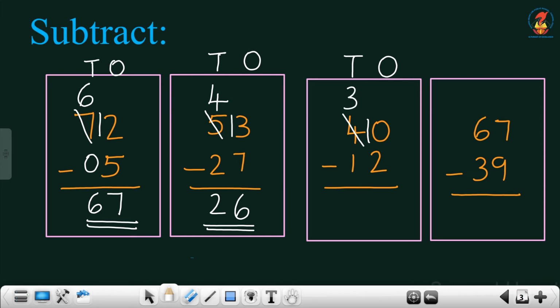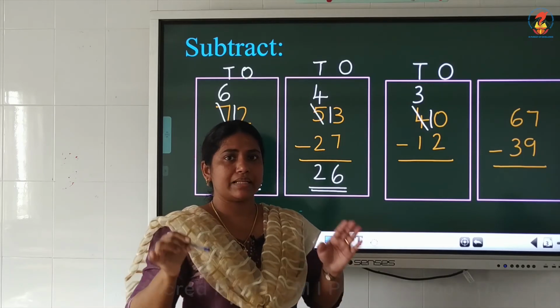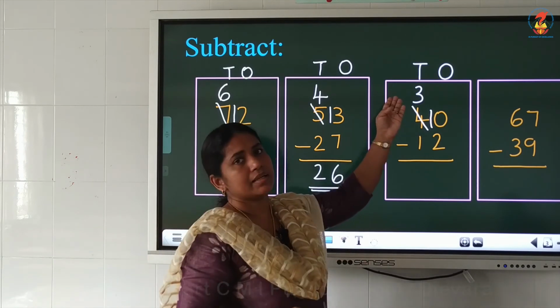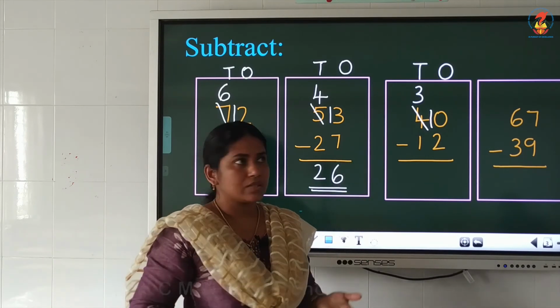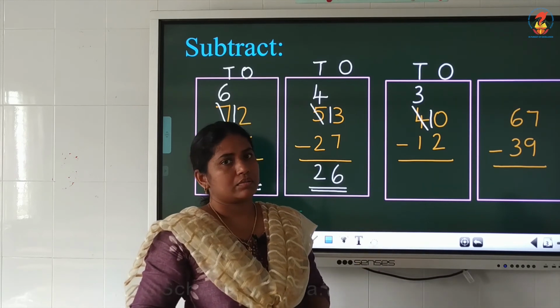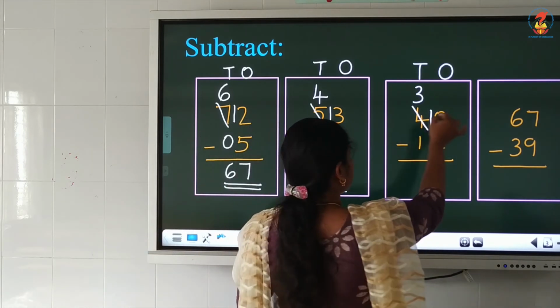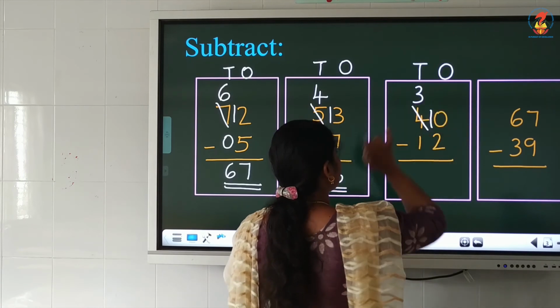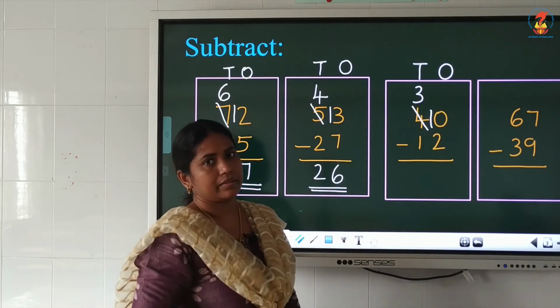Children, don't forget to cut and write the nearest number. Otherwise your answer will be wrong. Whenever we are taking a number from this tens place, that time itself we have to cut and rewrite the number at the top. Otherwise you will subtract from this 4, your answer will become wrong. So don't do like that. Whenever we are sharing, whenever we are borrowing, cut and rewrite the nearest number at the top.